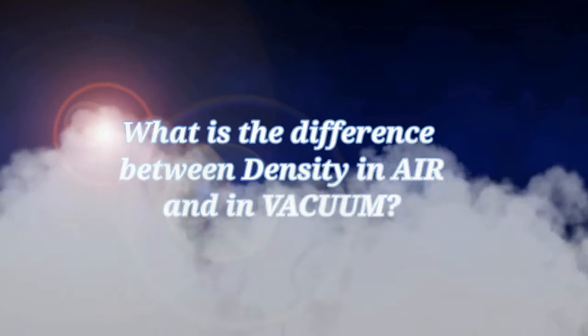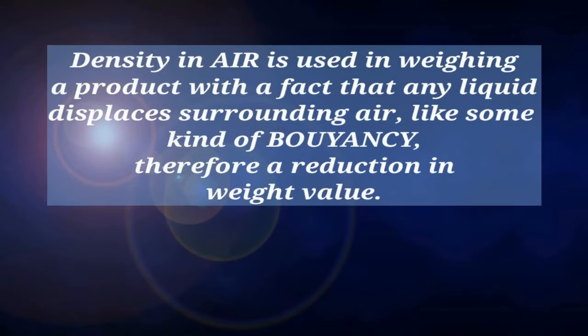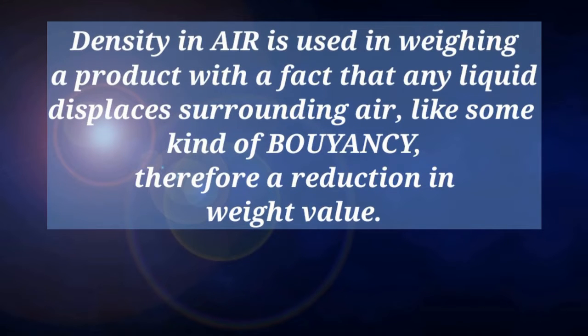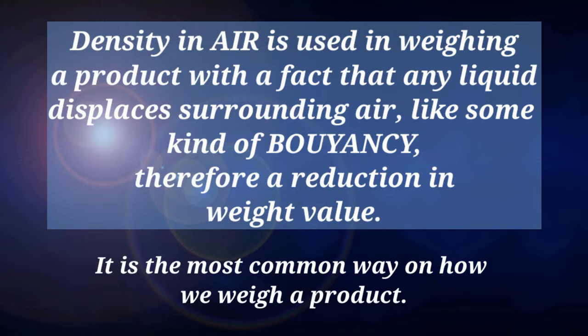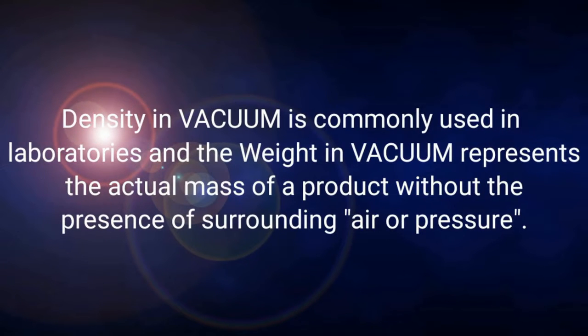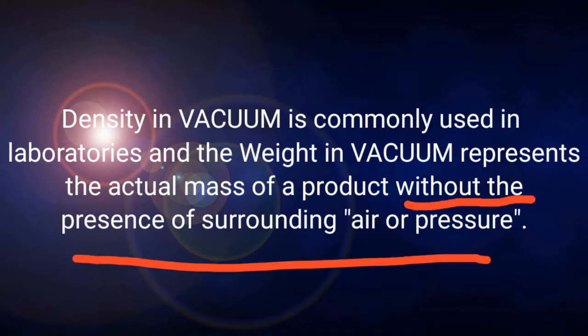The difference between densities in air and vacuum is that density in air is used in weighing a product, with the fact that any liquid displaces surrounding air like some kind of buoyancy, and therefore a reduction in weight value. It is the most common way on how we weigh a product. On the other hand, density in vacuum is commonly used in laboratories, and the weight in vacuum represents the actual mass of a product without the presence of surrounding air or pressure.